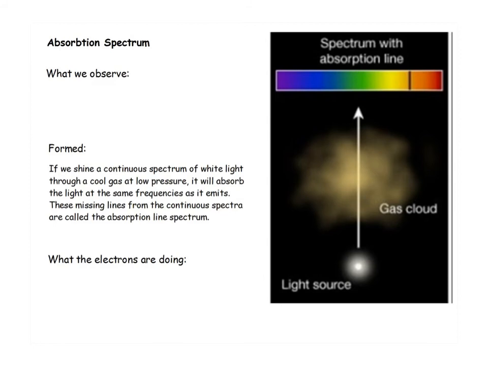Now, an absorption spectrum is the opposite. So we see dark bands, things missing from a continuous spectrum. In an emission spectrum, we excite a gas. In an absorption spectrum, we take a continuous spectrum from white light and we pass it through a cool gas. And in this process, we have our two energy levels, n equals 1 and n equals 2.